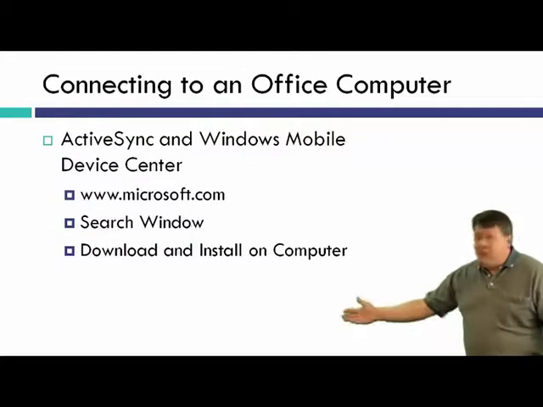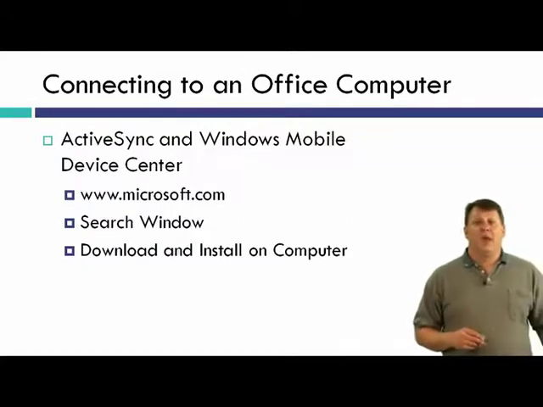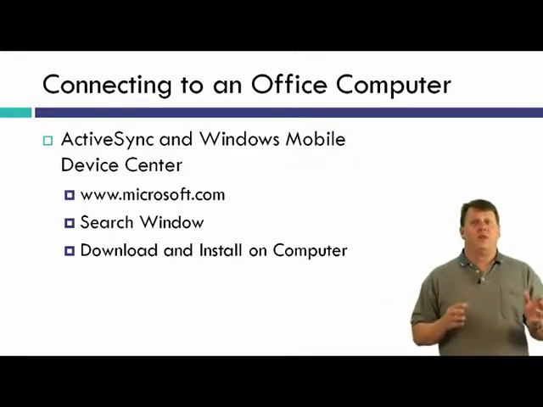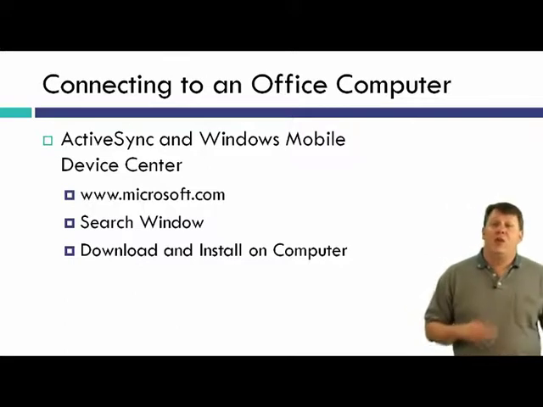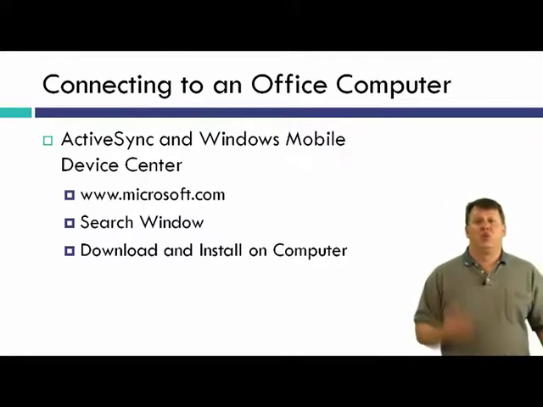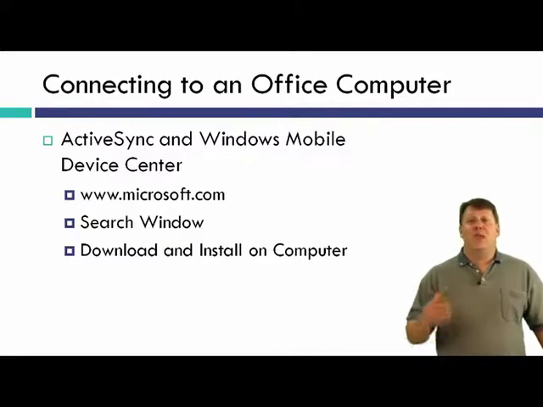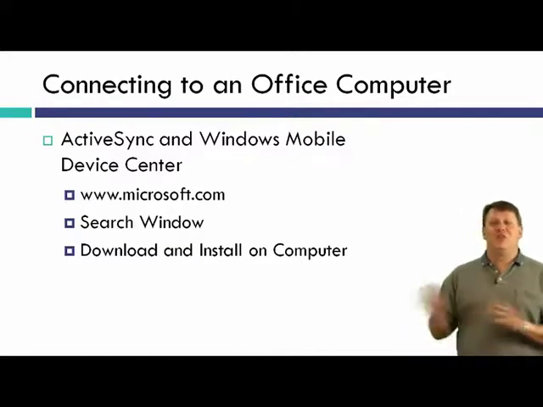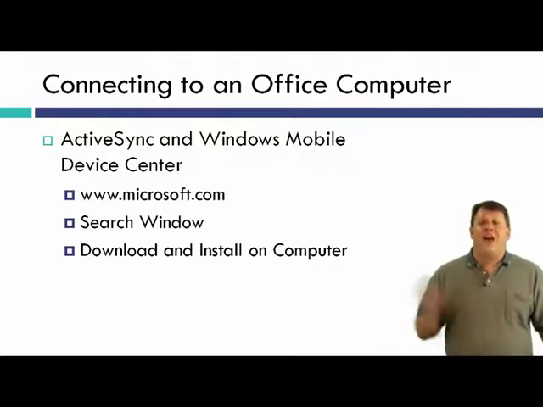At the bottom of this video, there's a link that will directly take you to Microsoft's homepage. In the search window, enter in either ActiveSync or Windows Mobile Device Center. Again, it's based on your computer's operating system. Then go ahead and download that program and install it on your computer. Next, go ahead and connect the USB cable that came with your receiver to your computer. Don't connect it to your receiver just yet. We're going to do that in the next section.